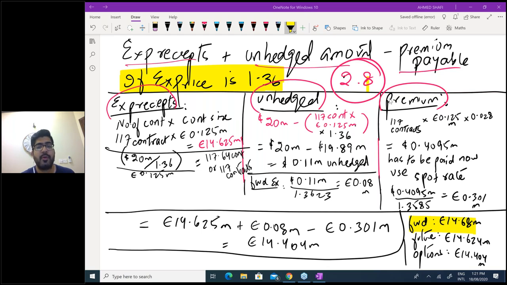Sandon, we don't require profit and loss working. Yes, Adireto, you are all right. You are perfectly right. 0.125 million is the contract size because the contract size is 125,000 euros. So since I've done every working in millions, I took it in millions.